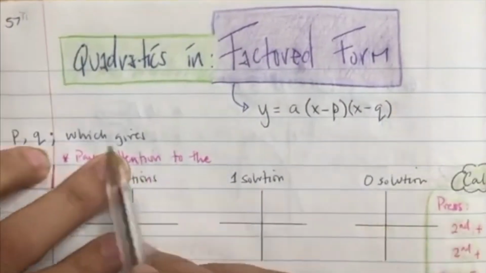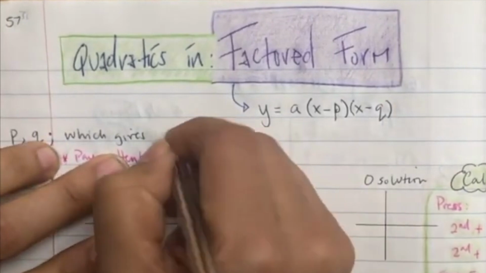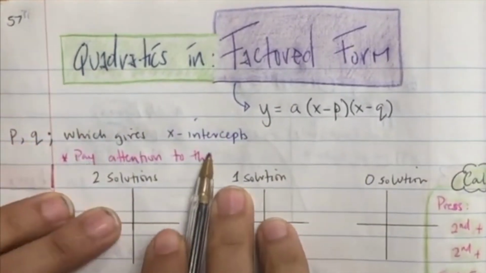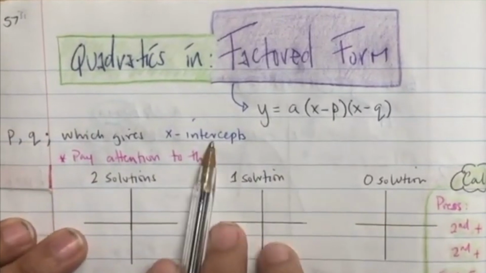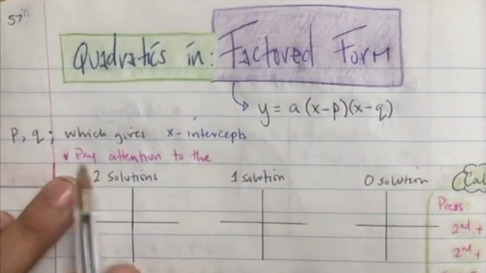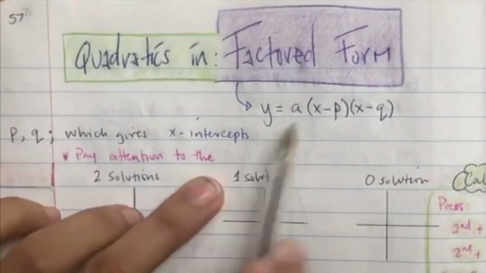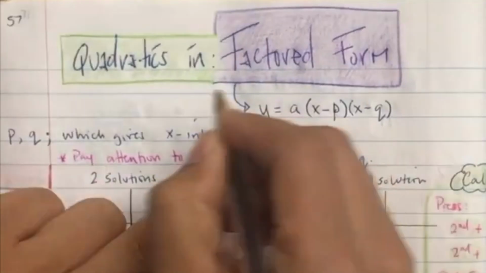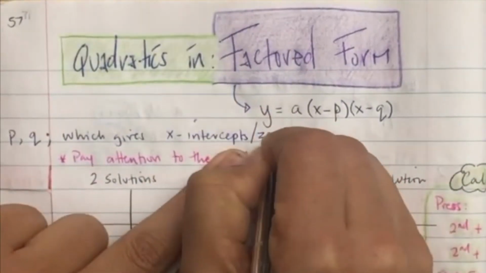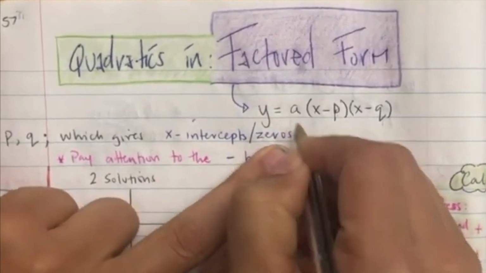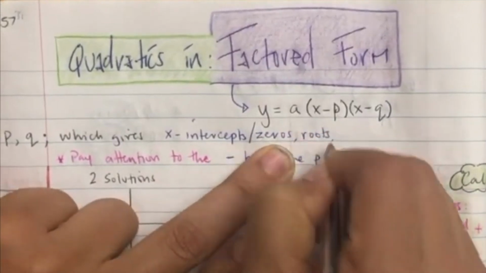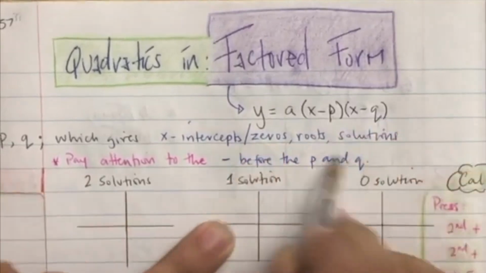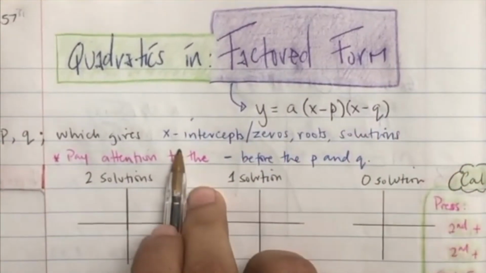Okay, so p and q give you the x-intercepts. And what does that mean again? It's where it crosses the x-axis. So p and q give you where it crosses the x-axis. But again, just like before, pay attention to the negative before the p and q. Someone might say x-intercepts, or they might say zeros, or roots, or solutions. Okay, so all 4 of these words mean the exact same thing.